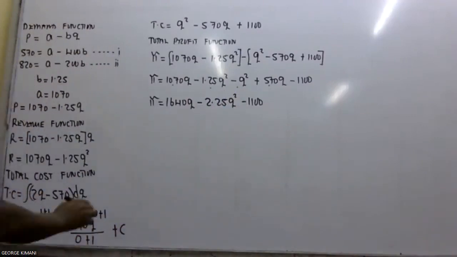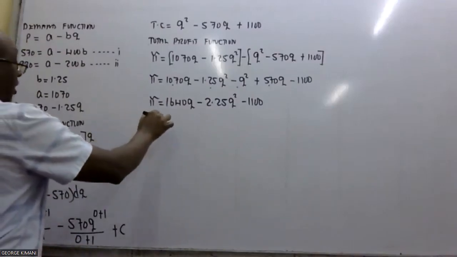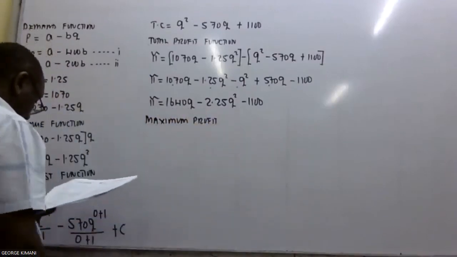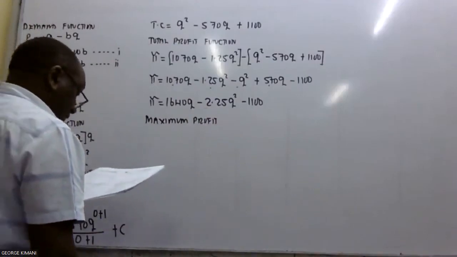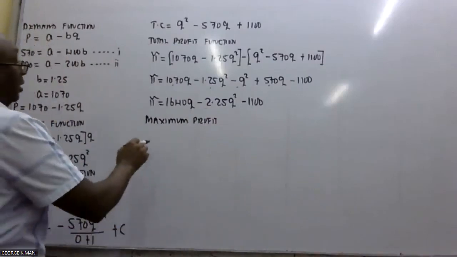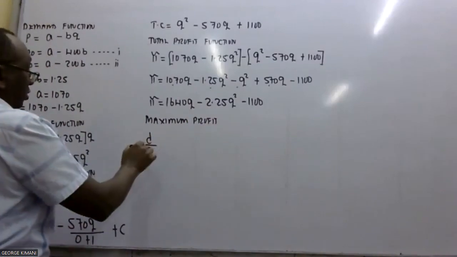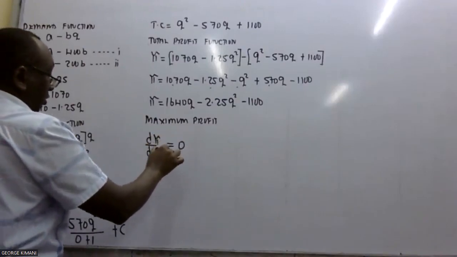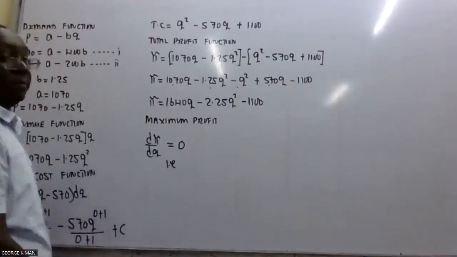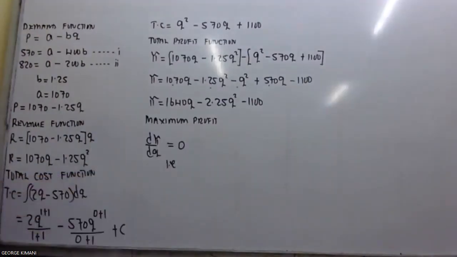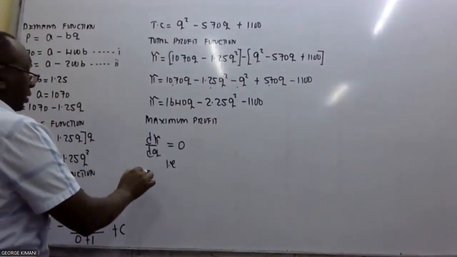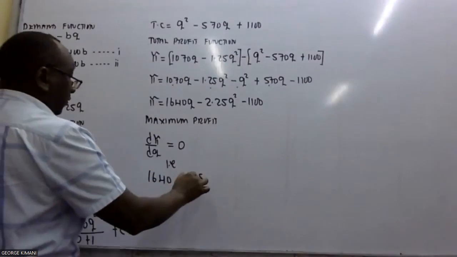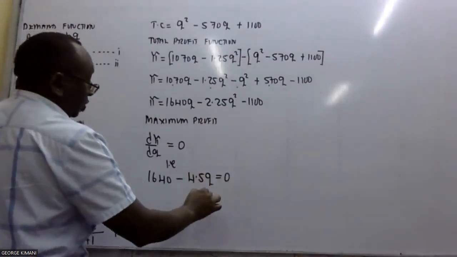So when you see that, you then proceed. If we are looking for maximum profit, the differential of pi with respect to Q should always be 0. That is, when you differentiate this, you'll get 1640 minus 4.5Q equals 0.